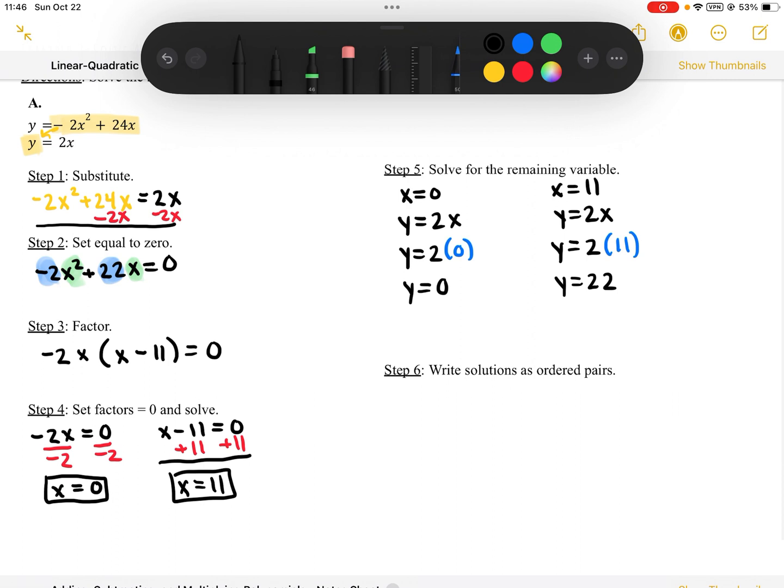In step 6, I'm going to write my solutions as ordered pairs. So I'm going to have two solutions, so two ordered pairs. My first ordered pair was x equals 0 and y equals 0. So I'm going to have 0, comma 0 as my first solution. Second solution, I had x equals 11 and y equals 22. So my ordered pair will be 11, comma 22. So my two solutions: 0, 0 and 11, 22.